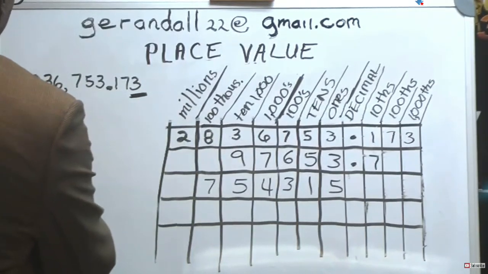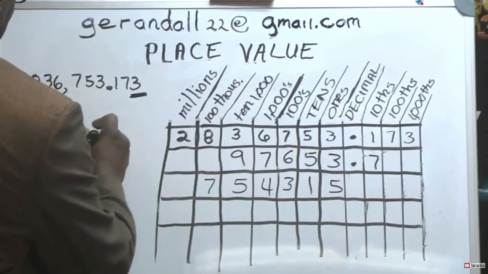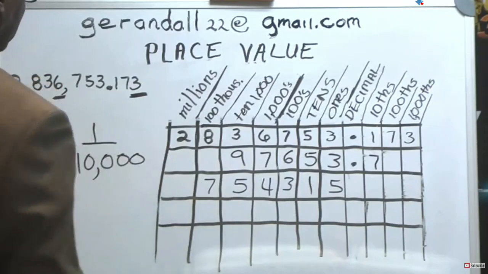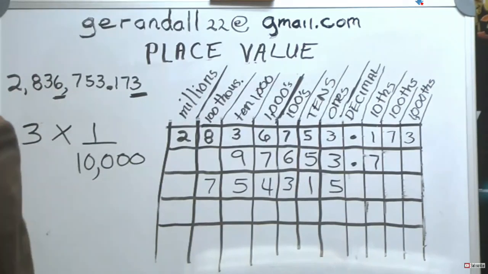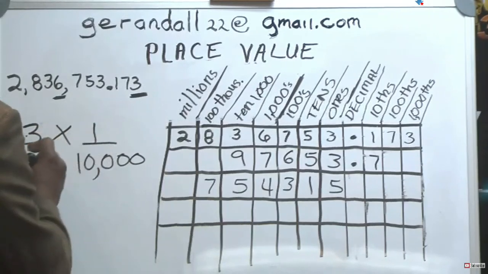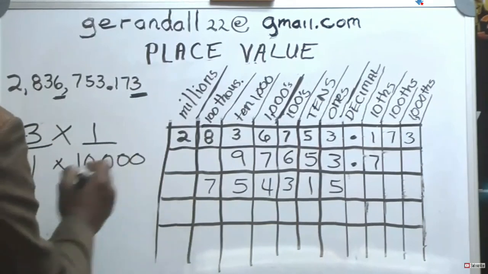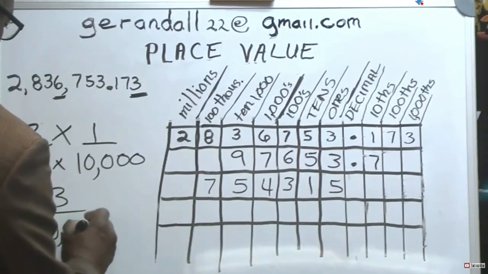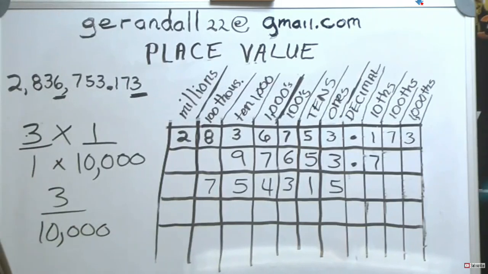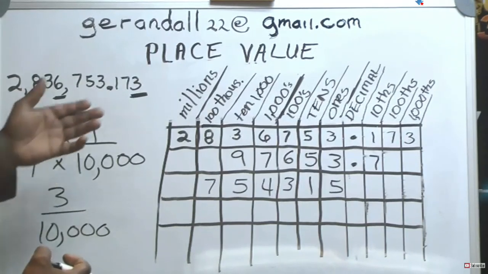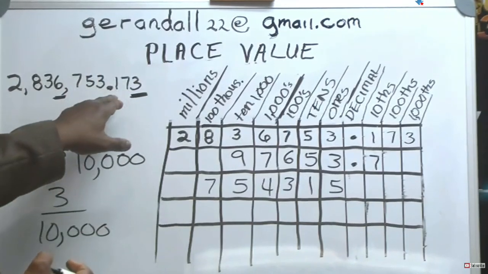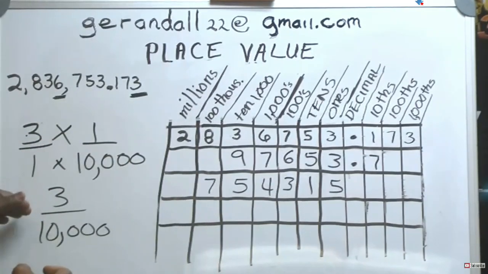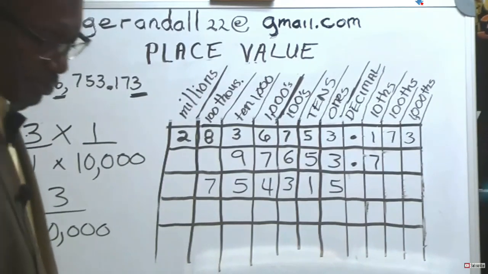You would multiply that 3 times 1 over 10,000. And again, this is a fraction problem. 3 times 1 and 1 times 10,000. And this is what you would say. Getting right back to what we started with, fractions, just another way to say it. We expressed it in decimal, and then we did it in expanded form, and then we converted back to a fraction.